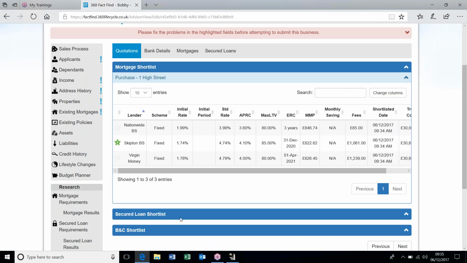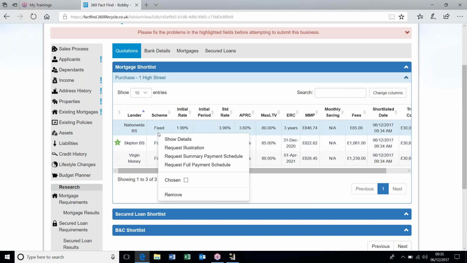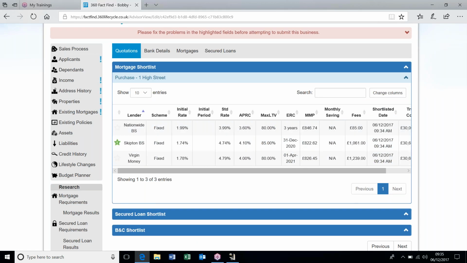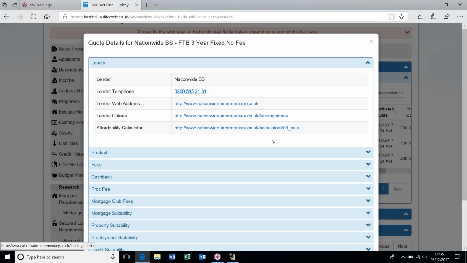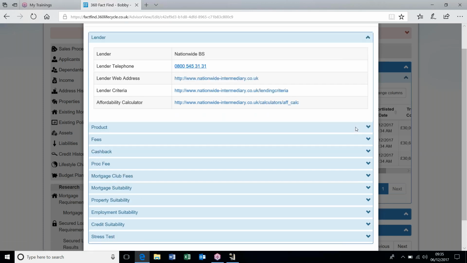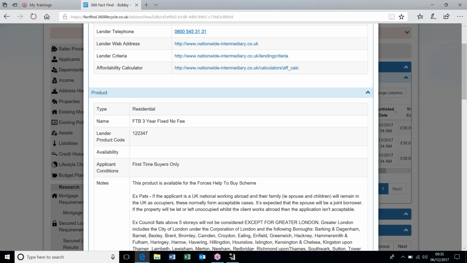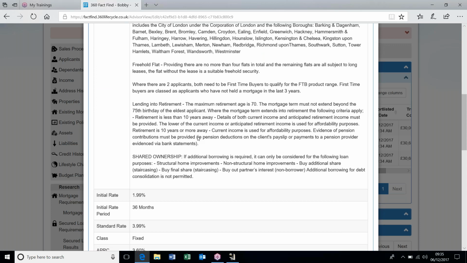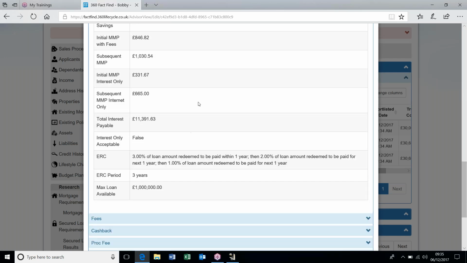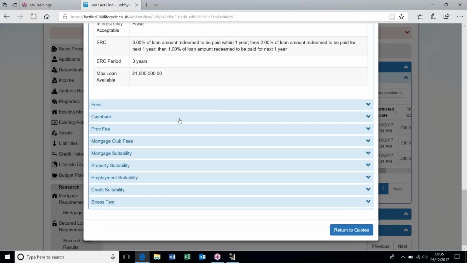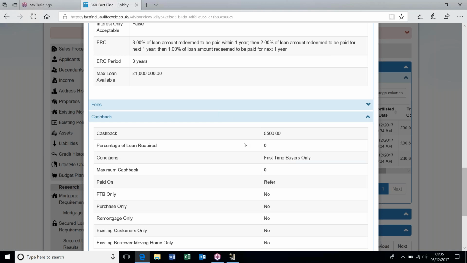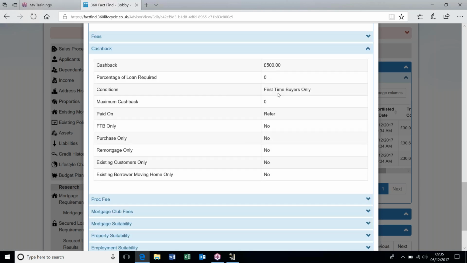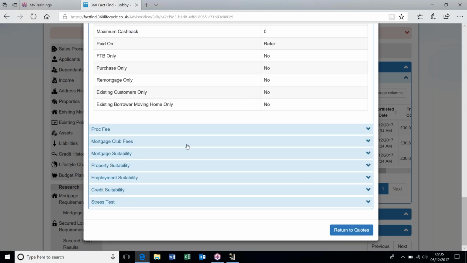So I might talk to the customer about the 3 different options, and you can right click it and just say show details. The great thing about that is it gives me all the links. First of all, it gives me the criteria address to go and have a look at what the lending criteria is. It gives me all the details on the product itself, and all the payments that need to be made, any fees, cashback. In this case, there is cashback here for first-time buyers, so that's good.